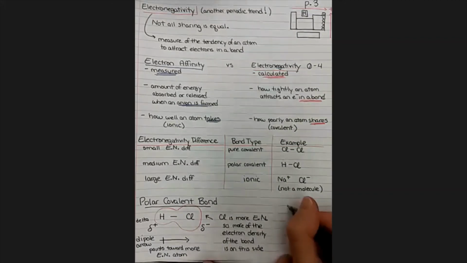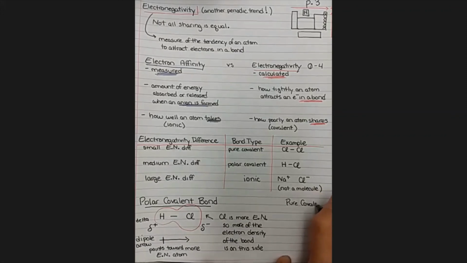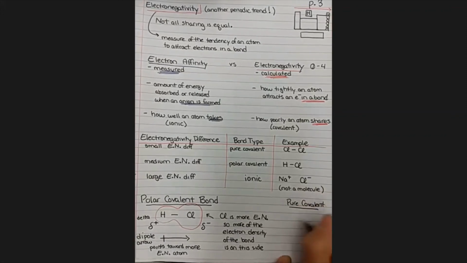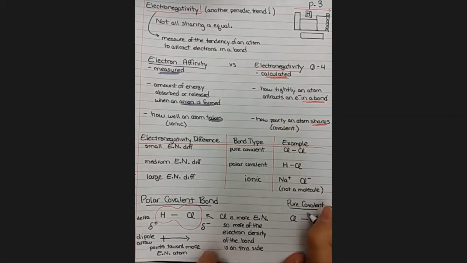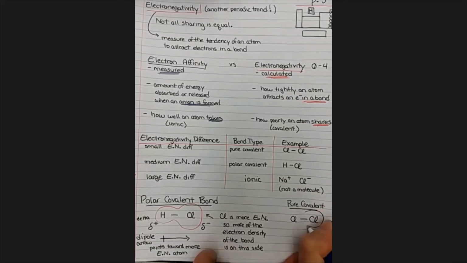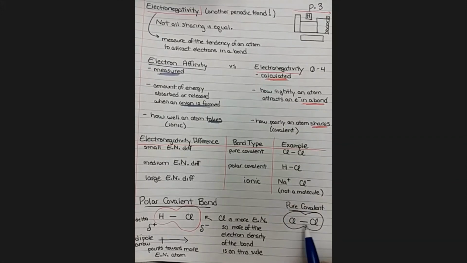bond. And then just for contrast, if we had a pure covalent bond, our example on the last one was 2 chlorines, we would outline that electron density as being more even, as spending a more even amount of time around each of the 2 atoms.